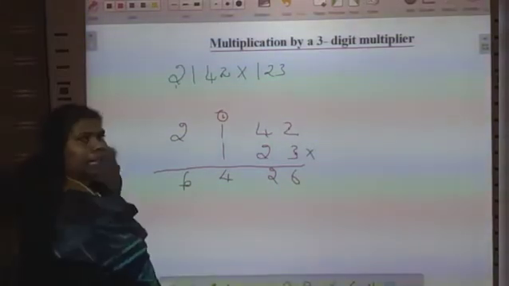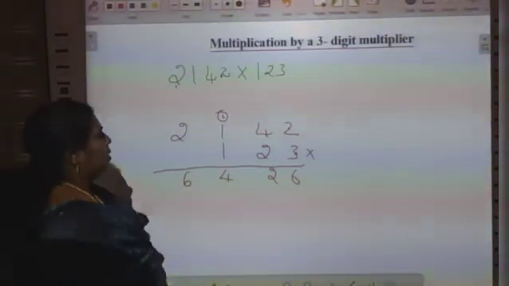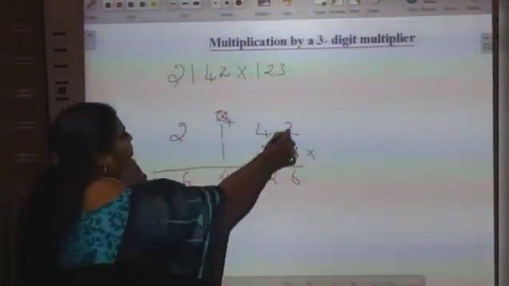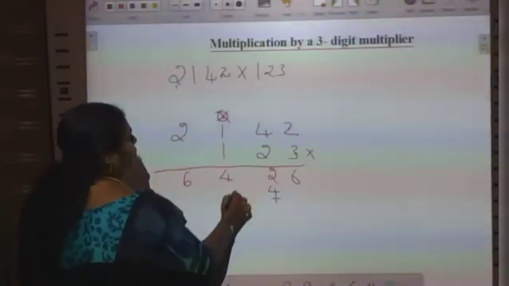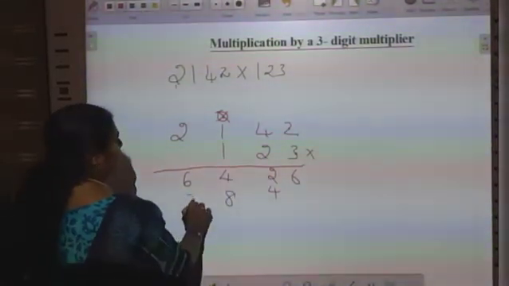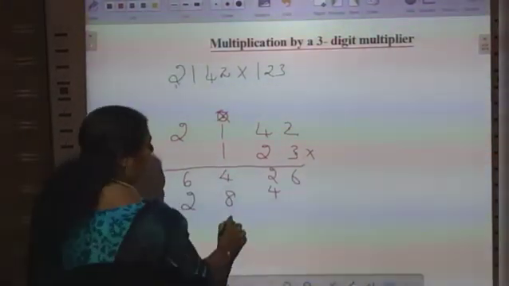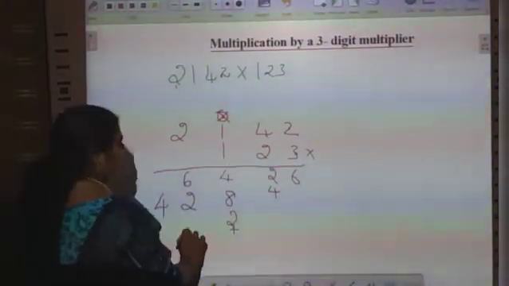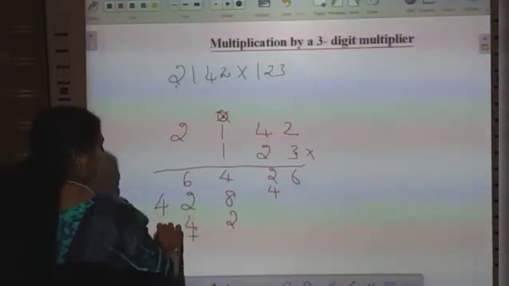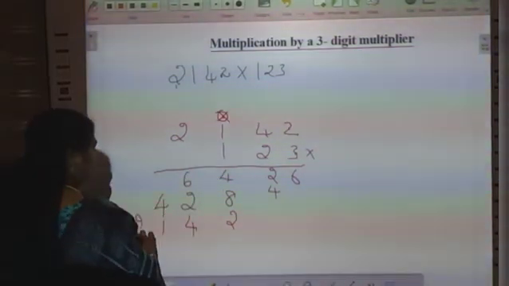Next, second in tens place. The multiplier in tens place. Now this is over. Now 2 2s are 4. 2 4 2s are 8. 1 2 is 2. Then 2 2s are again 4. Then 1 2 is 2 in hundreds place. 1 4 is 4. Then 1 1 is 1. Then 1 2 is 2.